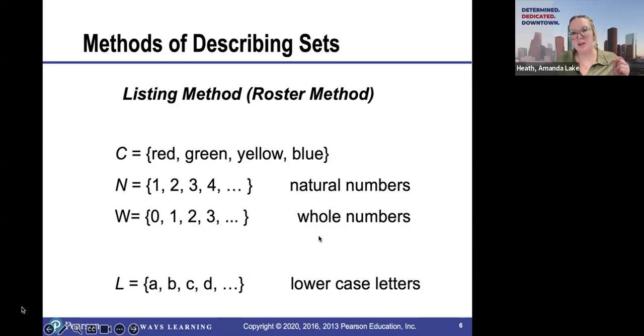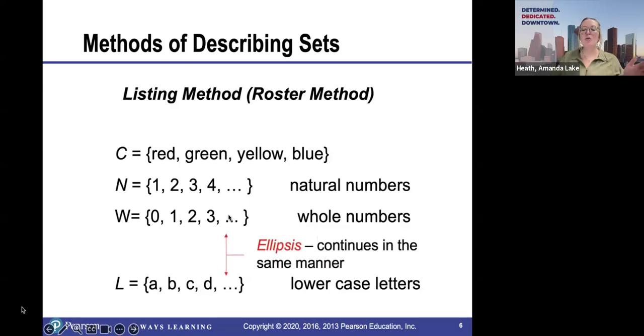And then we also have other sets like the set of lowercase letters. And again, in all 3 of these sets, the ellipses, or dots, tell us that the set continues in the same manner.